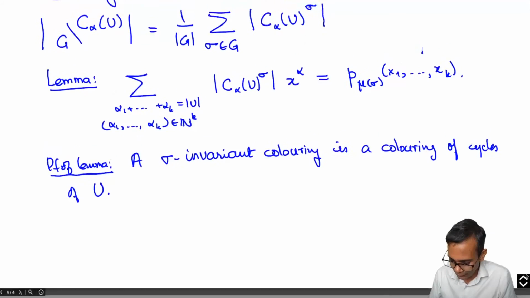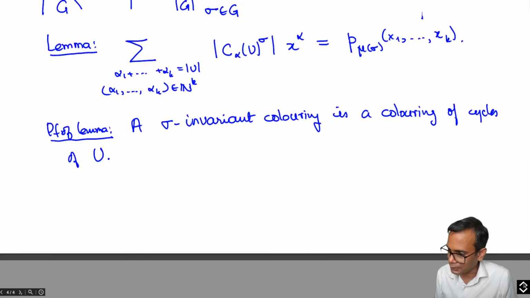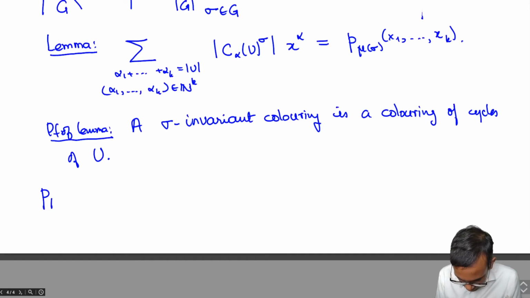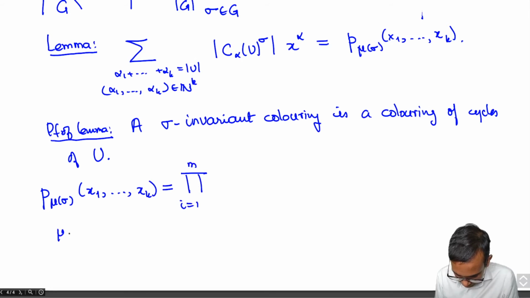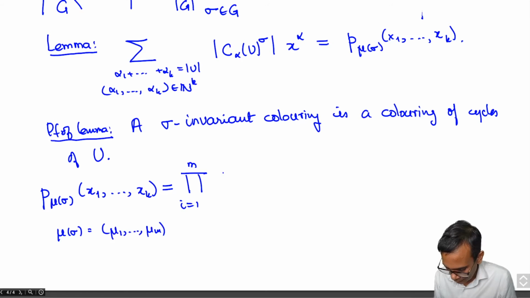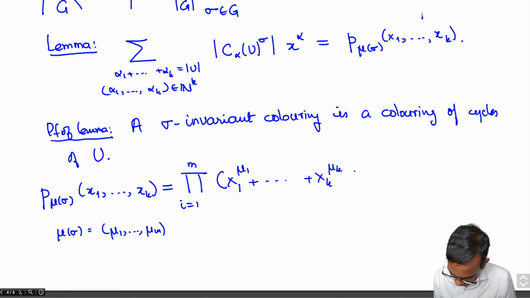So now let's just look at the right hand side here. What does this look like? So P mu sigma of x1 up to xk, well, by definition this is the product. i goes from 1 to m. Let's say that mu sigma is mu1 up to mu m. So then this is the product, i goes from 1 to m, x1 raised to mu i plus ... plus xk raised to mu i.